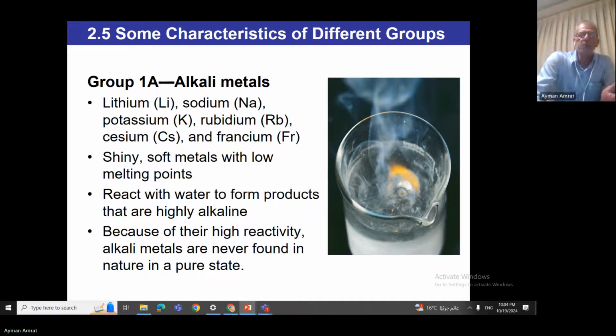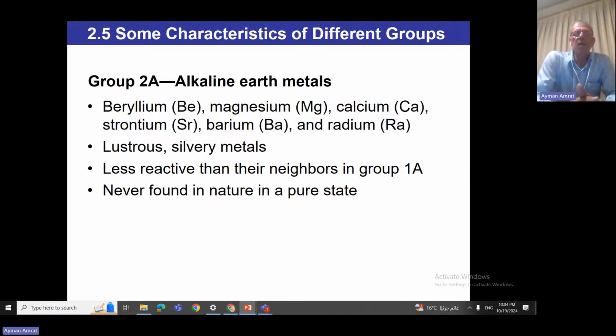Group 2A is called alkaline earth metals. Alkaline earth metals are also lustrous silvery metals, having a luster. They are less reactive than their neighbors, group 1A, but still reactive, relatively less reactive than 1A. This reactivity means they are never found in nature in a pure state.